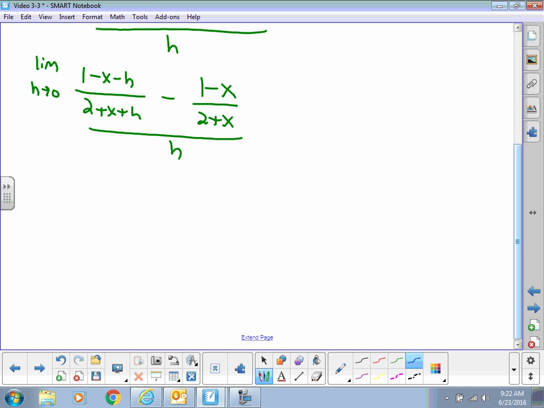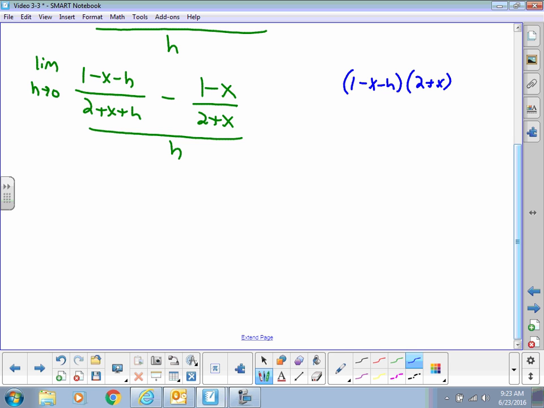And we're going to have to get a common denominator now. For that common denominator, we are going to have to multiply that left fraction top and bottom by 2 plus x, and the right fraction top and bottom by 2 plus x plus h. So off to the side first, I'm going to do 1 minus x minus h multiplied by 2 plus x. Okay, and this is going to be our new numerator on the left there.